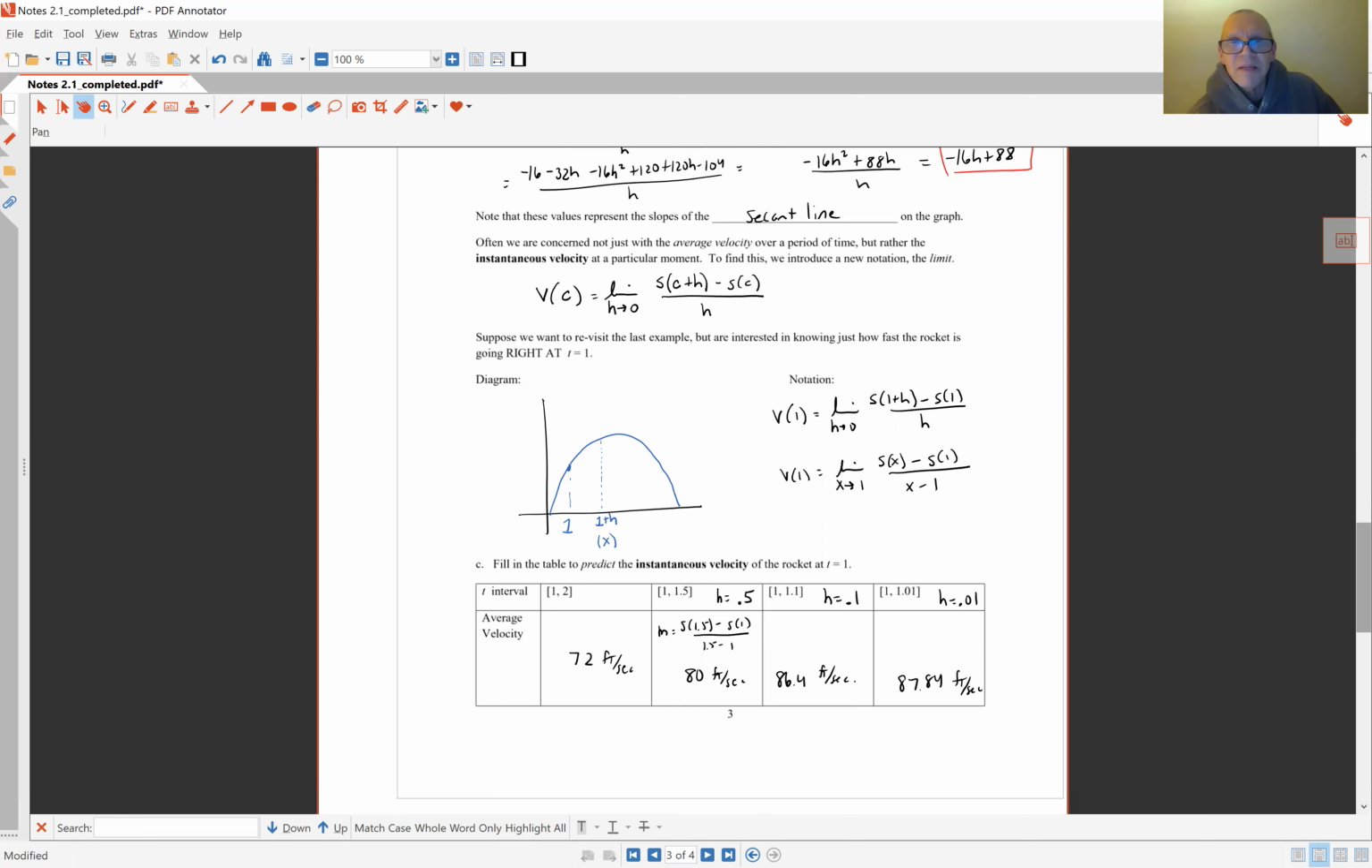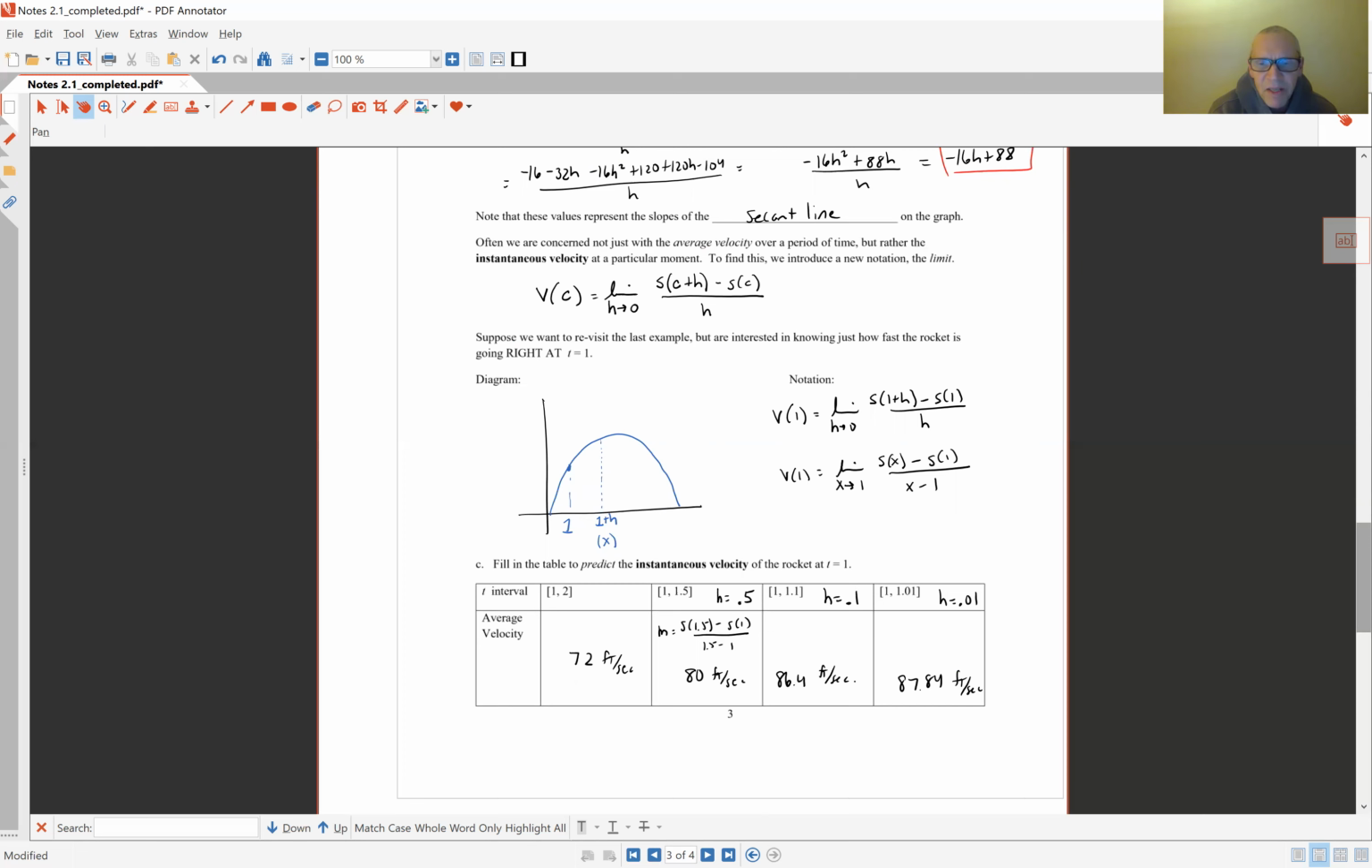So you take the limit as h goes to 0 of s of 1 plus h minus s of 1 over h. Or another way you can look at it, let x just be a number very close to 1, like let x be 1 plus h. Let's look at that average velocity, s of x minus s of 1 over x minus 1. And what is the limit as x gets really close to 1?